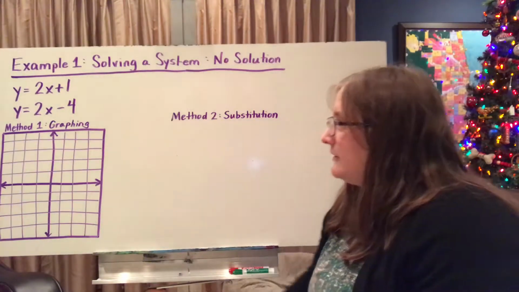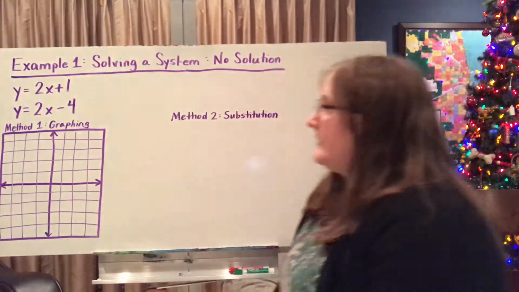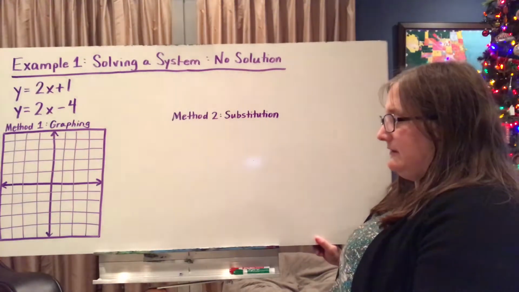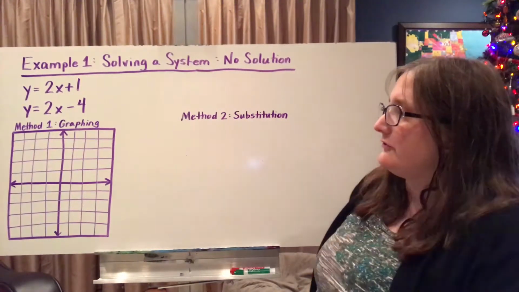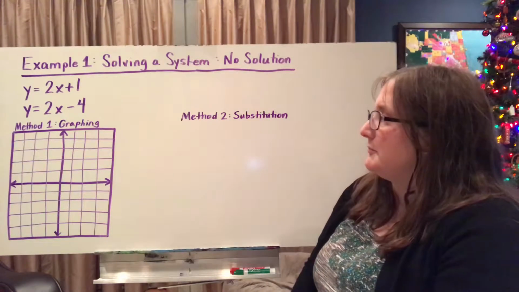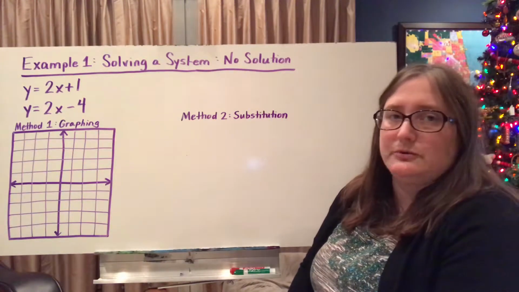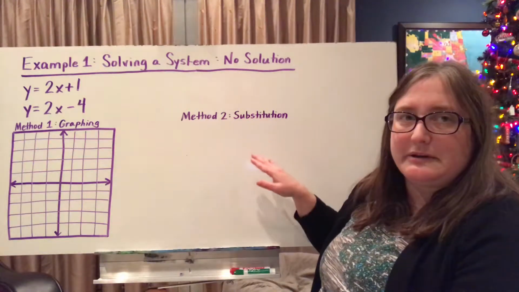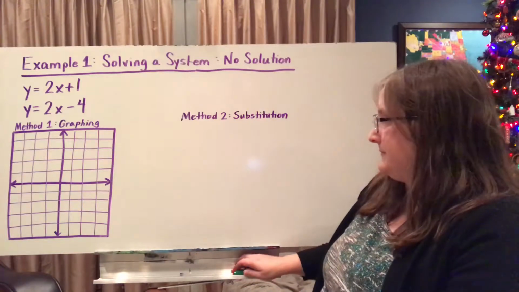So let's take a look at our first example here. We're going to look at solving these problems two different ways. Our first set of linear equations is y equals 2x plus 1 and y equals 2x minus 4. We're going to graph these, and we're going to solve them by substitution and see what happens.